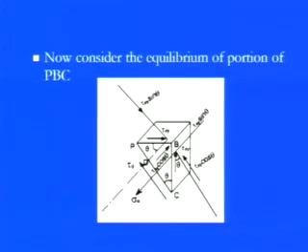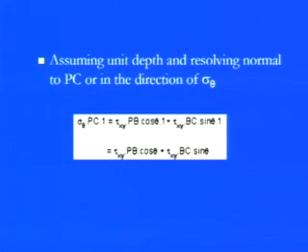Now if you resolve those things, assuming unit depth, we are assuming that whatever structure we have has unit depth, we need to see exactly what forces are acting perpendicular to this oblique plane PC. Here we have the direction sigma theta, which is exactly normal to the plane PC. This is PC, and sigma theta is exactly normal to this plane.